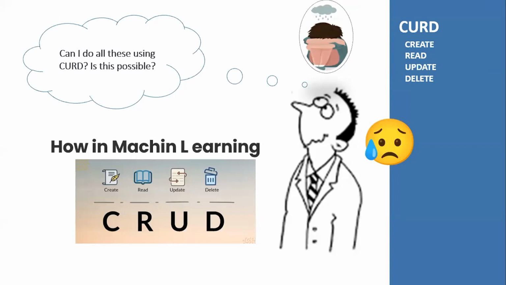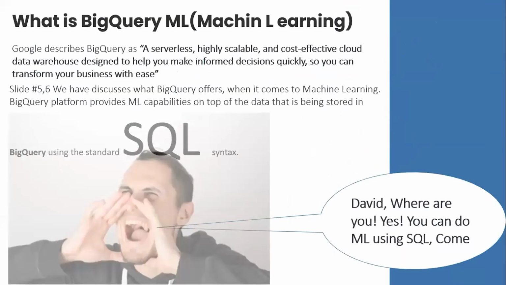These situations were very bad, but you want to get into where as an ML engineer. At the same time, BigQuery ML from Google, as we have discussed here, is a serverless, highly scalable and cost-effective cloud data warehouse designed to help you make decisions quickly. We discussed this in the very first slide.